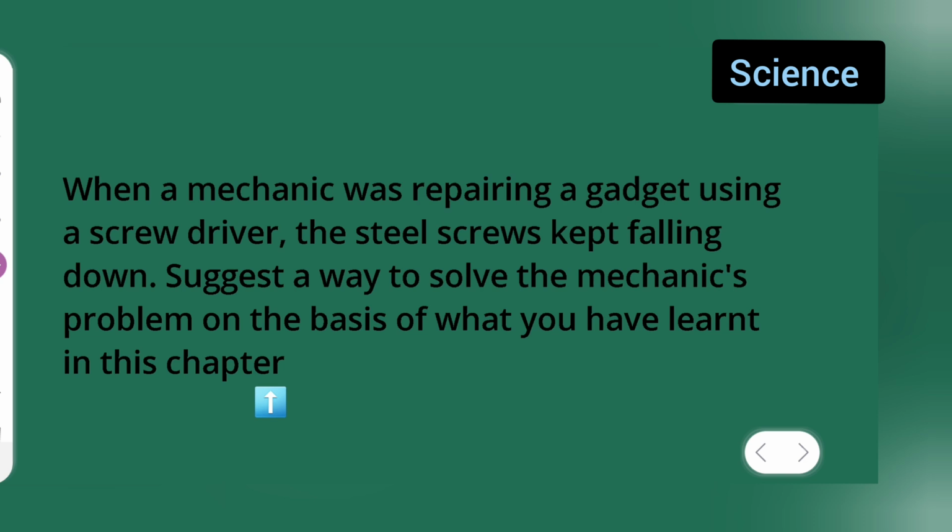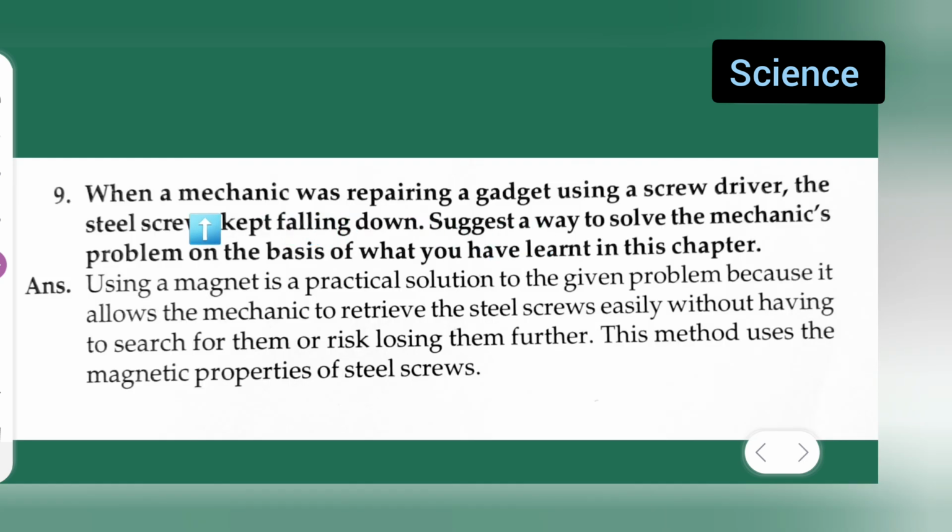Okay. So you can take down the question first. When a mechanic was repairing a gadget using a screwdriver, the steel screw kept falling down. Suggest a way to solve mechanic's problem on the basis of what you have learned in this chapter. Okay, you all can write down the answer.